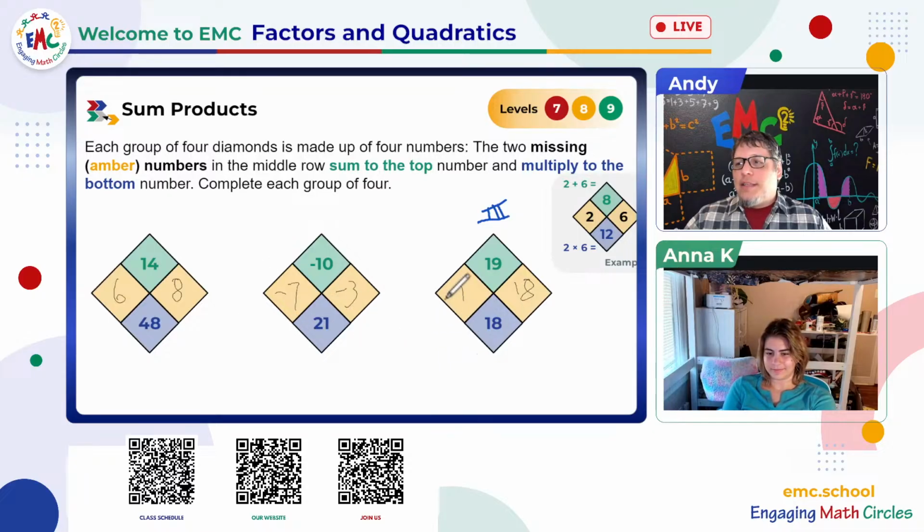Okay, so we call these sum products. This is just a little mini puzzle game, but we're going to show you how it relates to quadratics now. So what is a quadratic? Do you remember, Anna? A type of function. What form does it have?